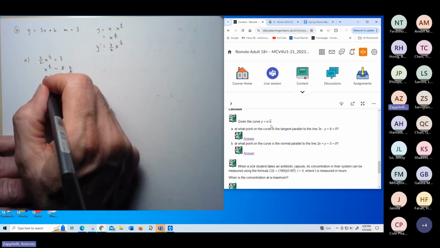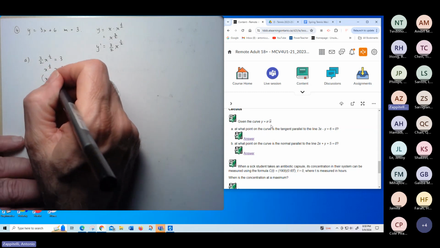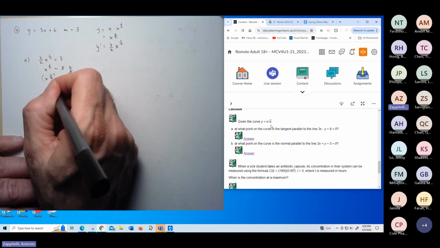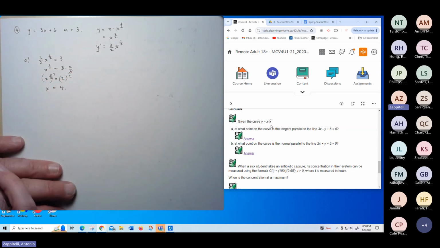And here, in order to isolate x, I'm going to perform the opposite operation. I'm just going to square both sides. So x is equal to 4. Okay?